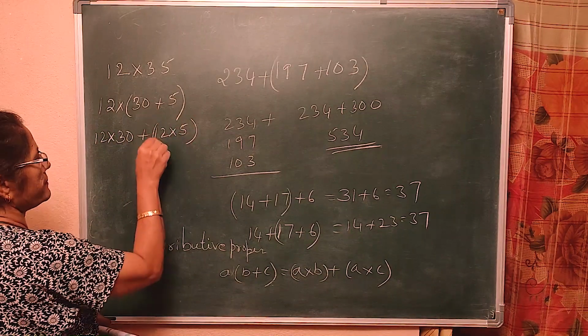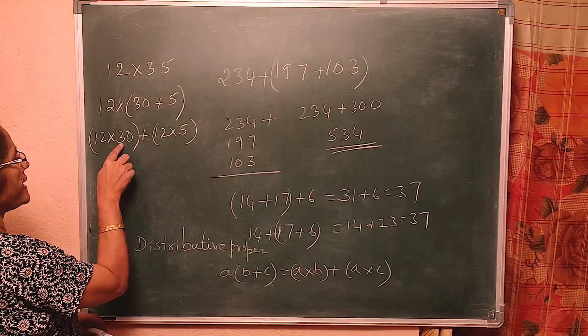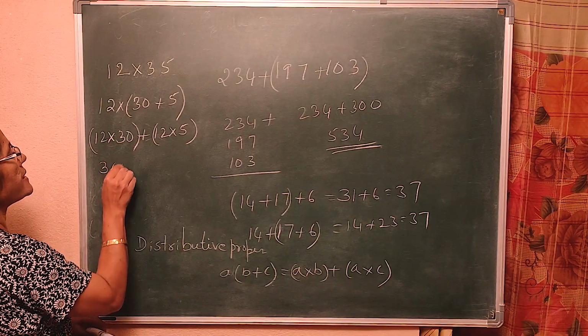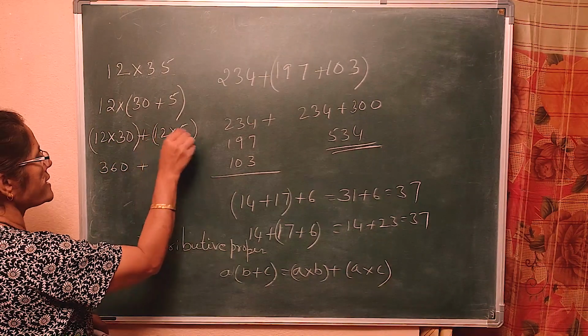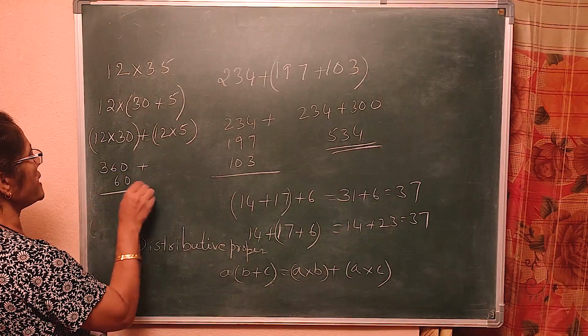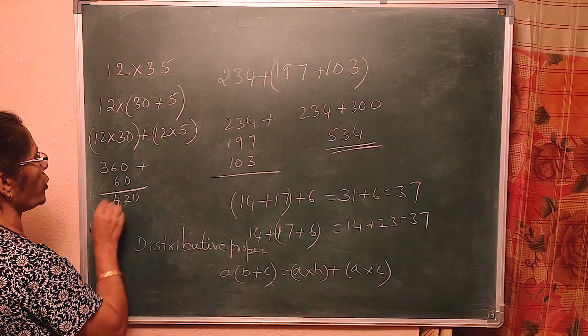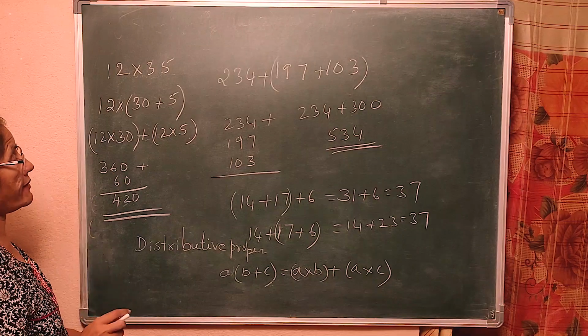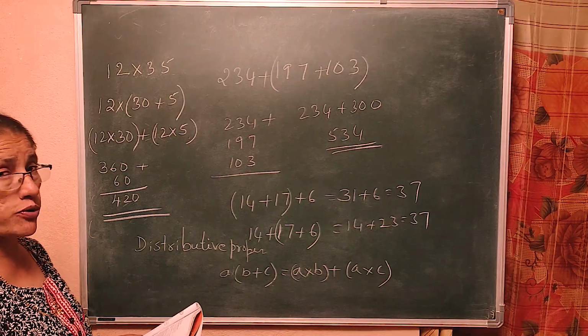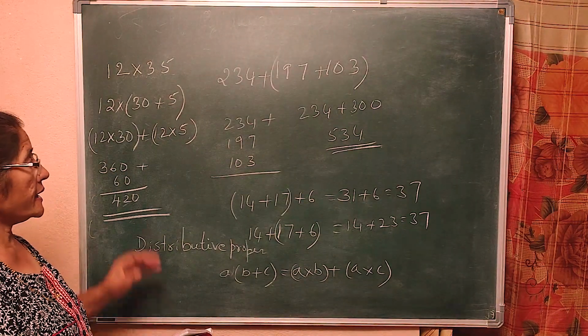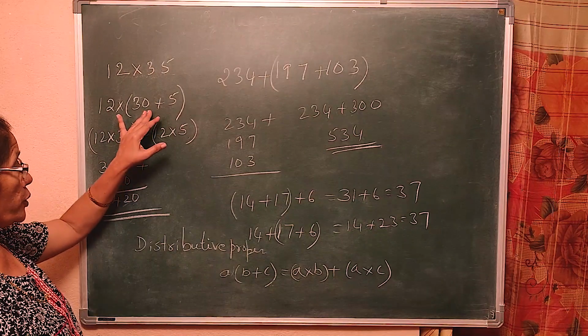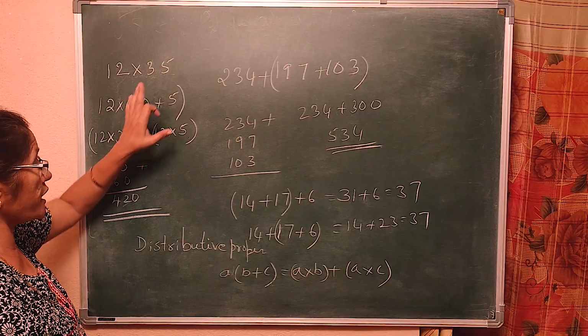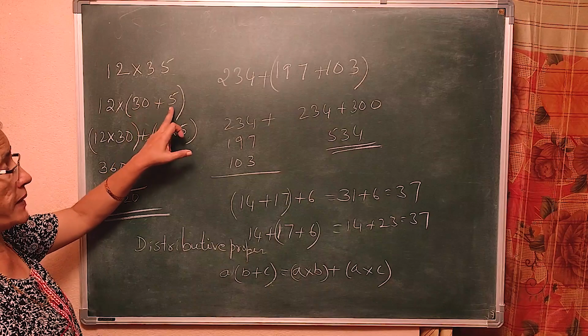Then it is easier. What is 12 3s are 36. 0 is there. 12 5s are 60. 360 plus 60, 420. Very easily you can get the answer. If you know the table 12 also you can do. But using any property if you want to do, 12 into 35 you write down as 30 plus 5.